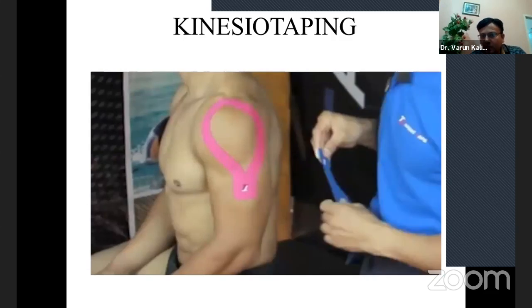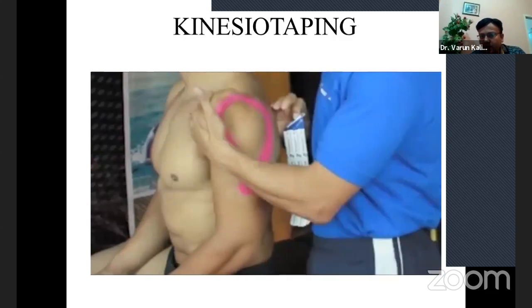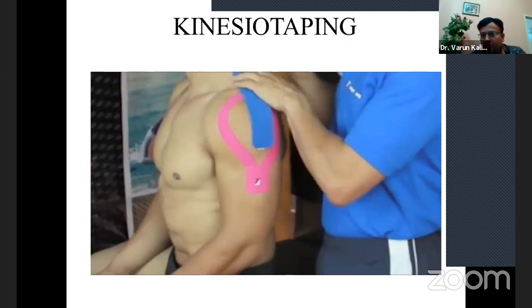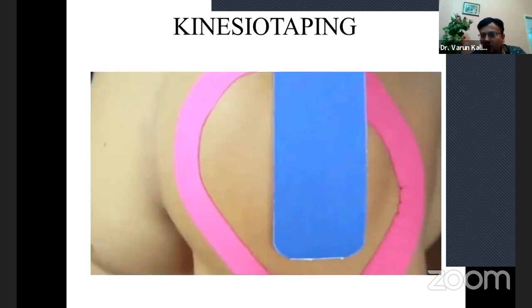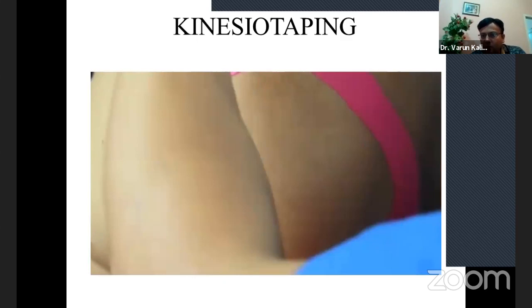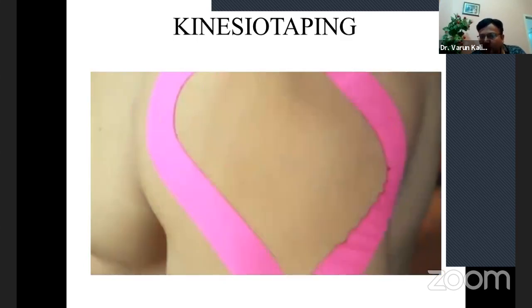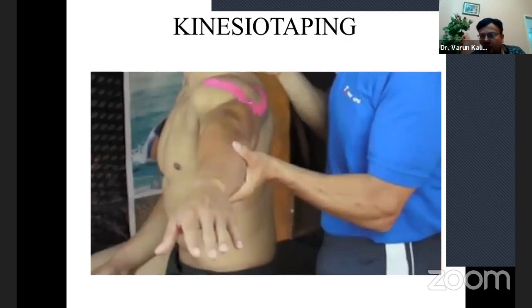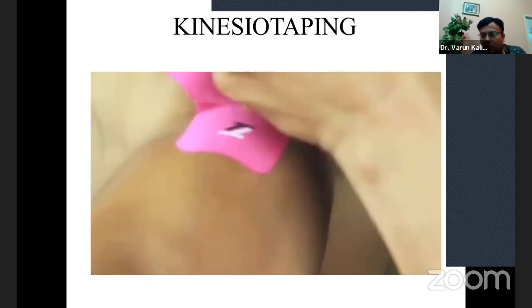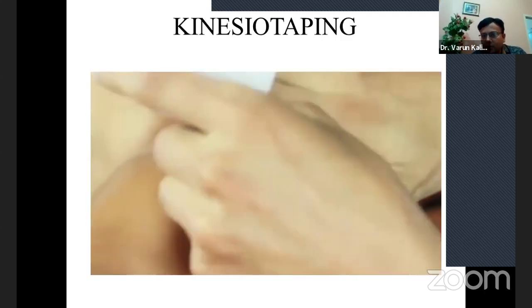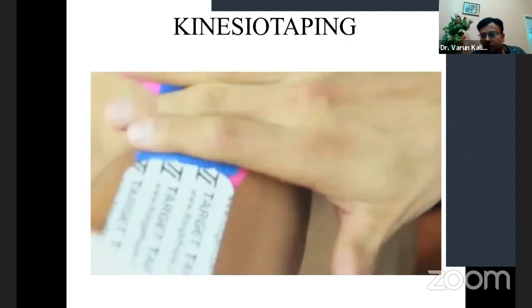Then we will start adhering the kinesio tape from the upper fibers of the trapezius, and then the lower end of the tape we will adhere at the middle fibers of the deltoid by maintaining the shoulder in 90 degrees of abduction and medial rotation. Like this, you can see here.